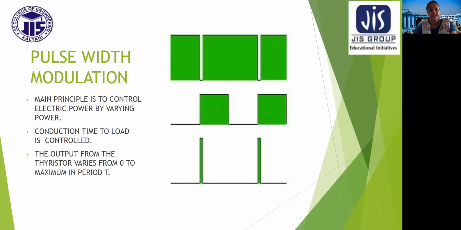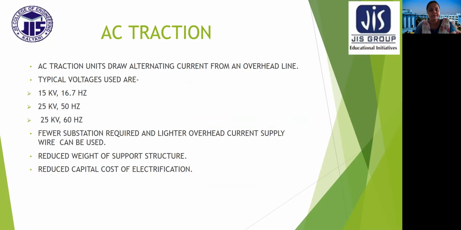Pulse width modulation, PWM technique. The main principle is to control electric power by varying the conduction time to the load. The output from the thyristor varies from 0 to maximum in period T. So this is just the basic principle of pulse width modulation.